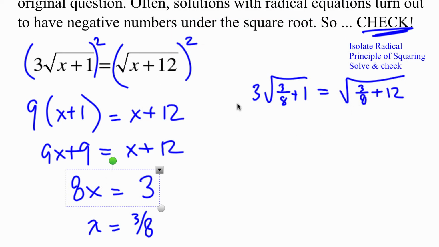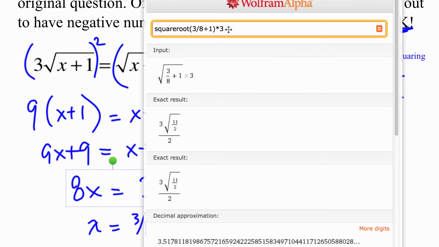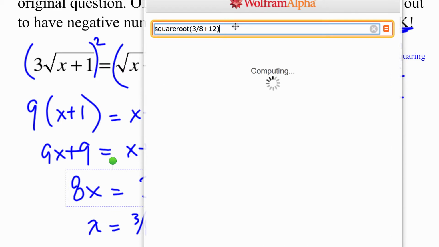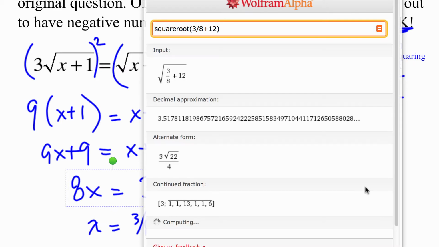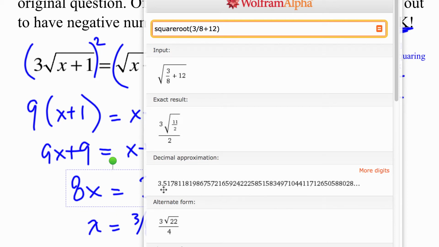Now on the other side, I have 3/8 plus 12, so that's 12 and 3/8. So let's go back to our calculator. Square root of 3/8 plus 12 it was, right? And my answer was 3.5. Okay. 3.51.